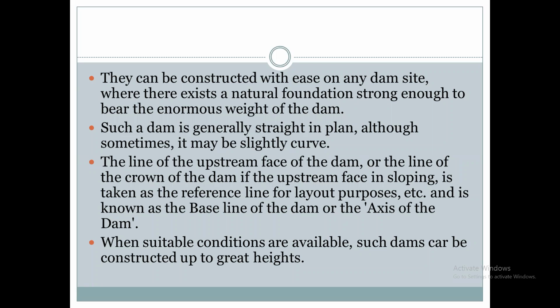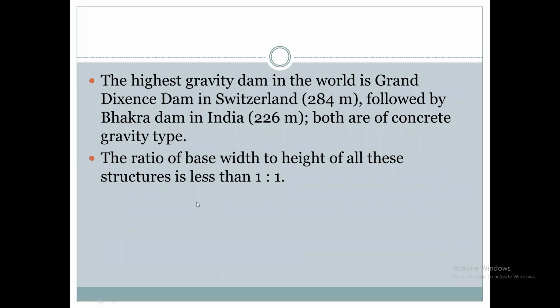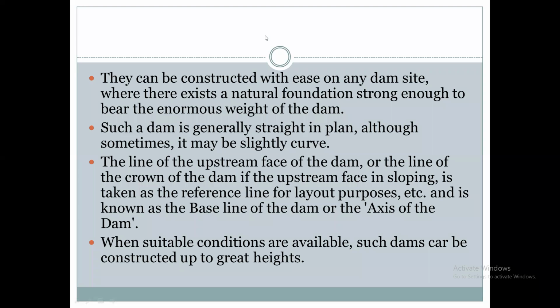The line of the upstream face of the dam, or line of the crown of the dam on the upstream face, is taken as a base for layout of the dam, or for taking the measurements. The baseline is considered the top upstream face of the dam structure. That is called the baseline of the dam, or the axis of the dam. The upstream face, which is perfectly straight, is considered as the axis of the dam.